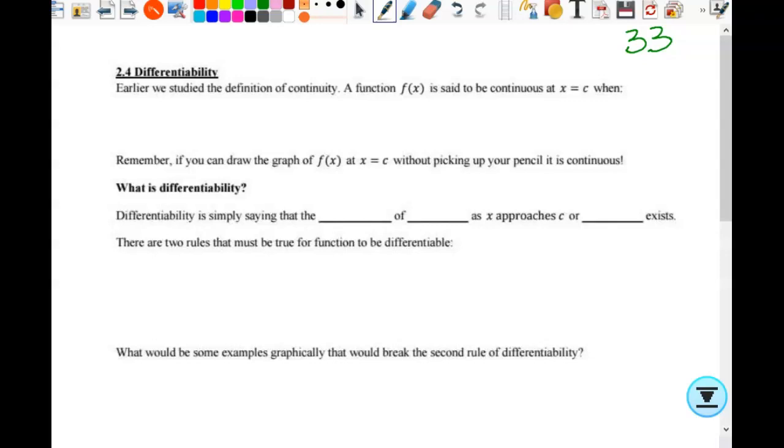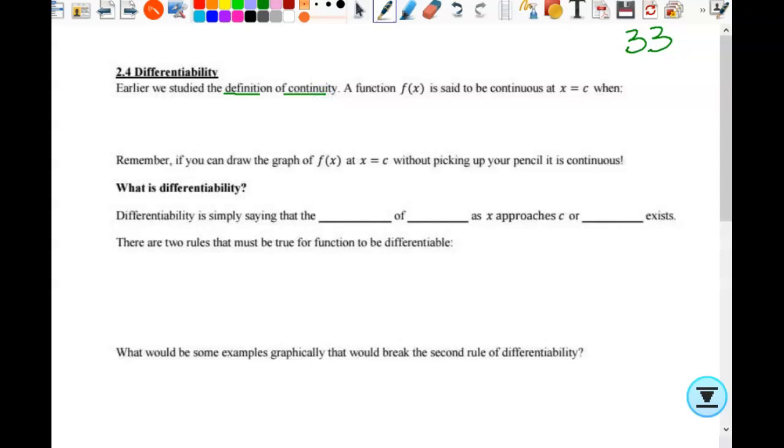So derivative and differentiable, they sound different, and they're obviously not forms of the same word. But if something is differentiable, then you can find the derivative. So those things they all go together. Right? So it says earlier we discussed the definition of continuity.